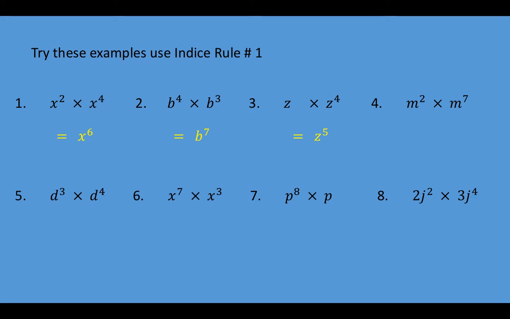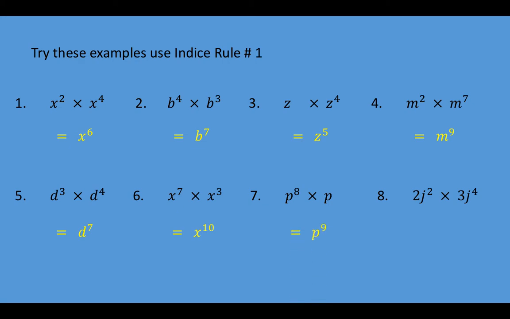Add these two together, it's going to give us a 9, so we should now have m to the power of 9. Question number 5, we've got a 3 and a 4 once again, so this time it's going to be d to the 7. Similarly, with 6, x to the 7 and an x to the 3 is going to give me x to the 10. Now we've got the same things we had in question 3 here in reverse. We've got p on its own, which we know is p to the power 1, so p to the 8 times p to the 1, that's going to give us p to the 9.